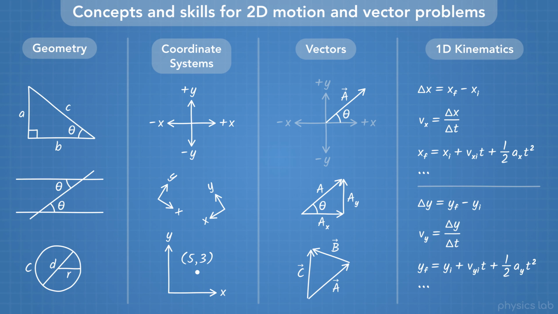Finally, we need to be familiar with the one-dimensional kinematic equations. We might be working with an object in two-dimensional motion, but we're going to be answering questions about its motion, either in the direction it's moving if it's a straight line, or we're going to find the x and y components and use the 1D kinematic equations for each direction. Those are some of the key concepts and skills that we need, and you can go back and review anything you're not familiar with.